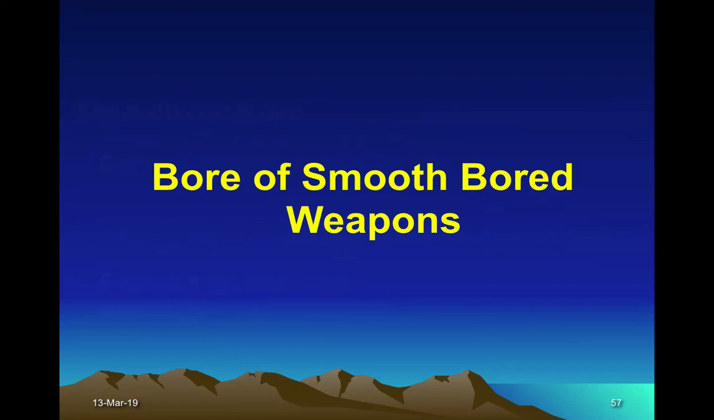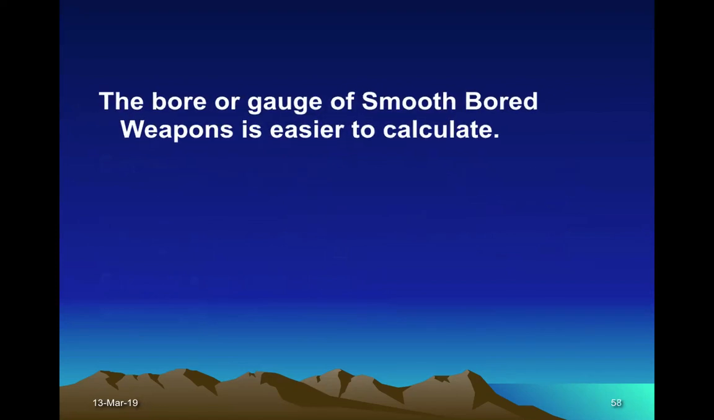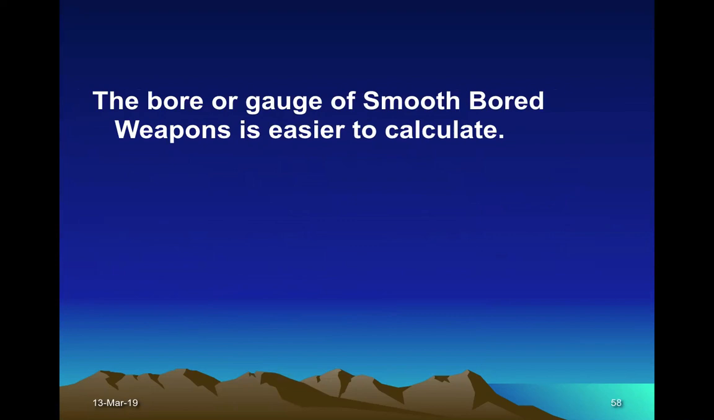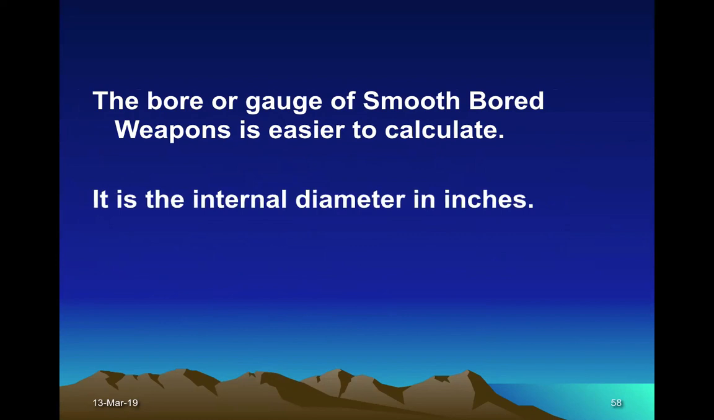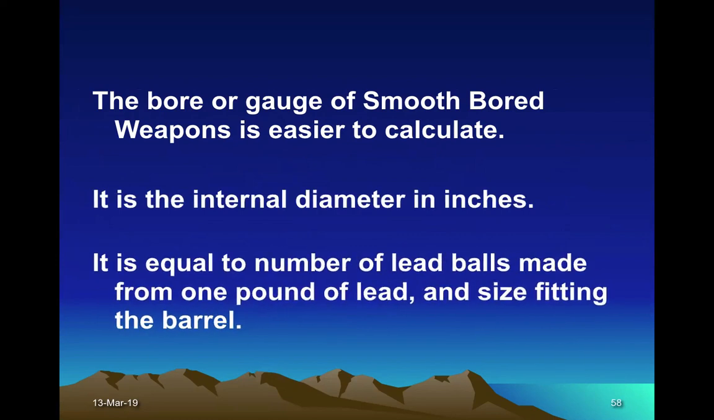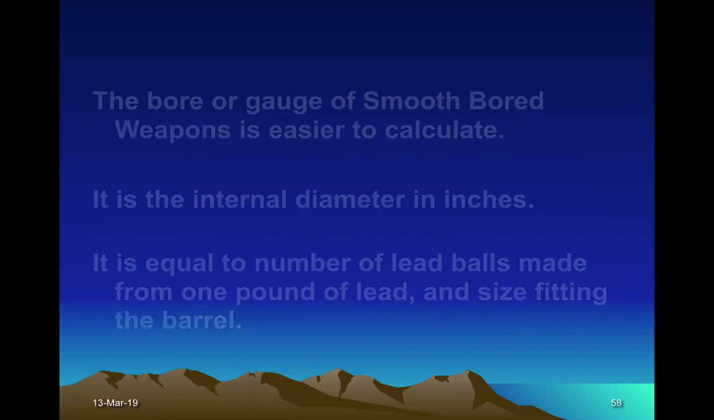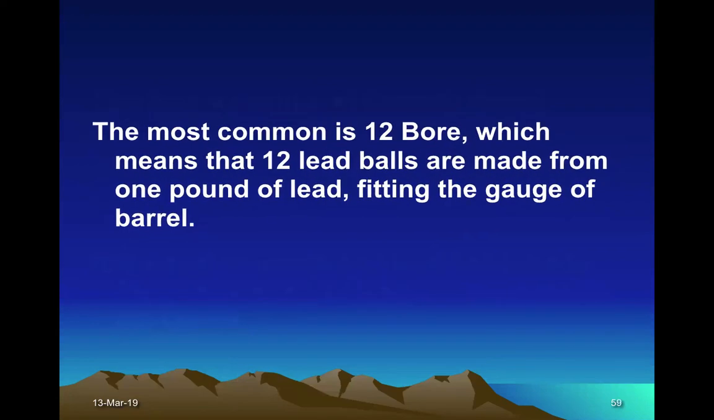So now the bore of smoothbore weapons. Bore or gauge of a smoothbore weapon is easier to calculate. It is the internal diameter in inches. It is equal to the number of lead balls made from 1 pound of lead and size fitting the barrel. The most common is 12 bore, which means that 12 lead balls made from 1 pound of lead fit the gauge of the barrel.